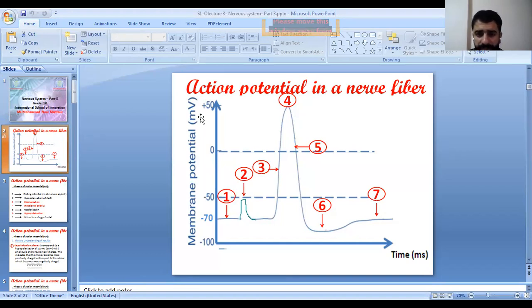So the phases of the action potential in nerve fiber: we have phase number 1, which is classified as the resting potential, where no stimulus is applied or obtained. Number 2 corresponds to the hypopolarization, or it's called the artifact. Number 3 is called depolarization. And number 4, we have inversion of polarity. Number 5, we have repolarization going back to the negative. And number 6, we have hyperpolarization, so the negative more than the usual. And number 7 is called returning back to the resting potential.